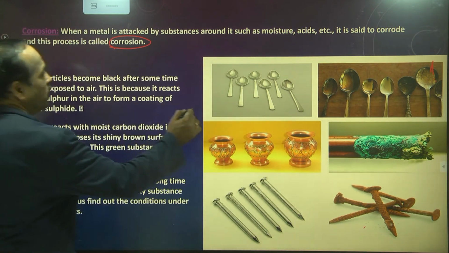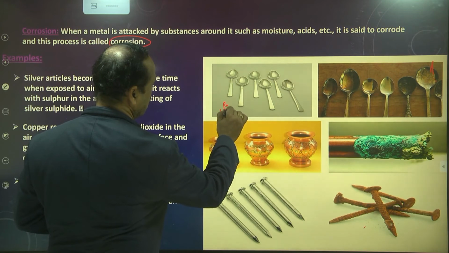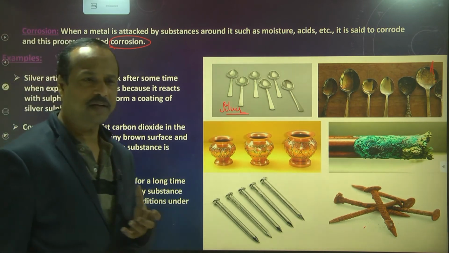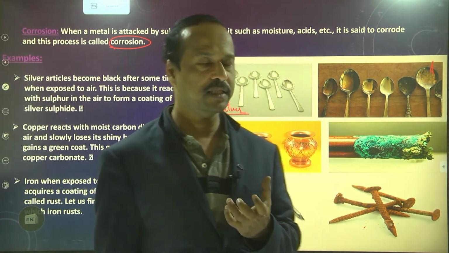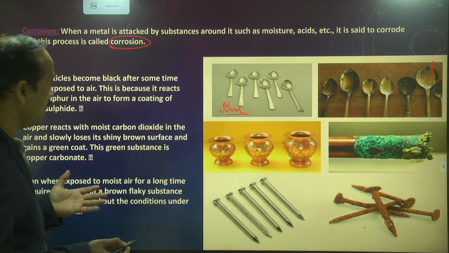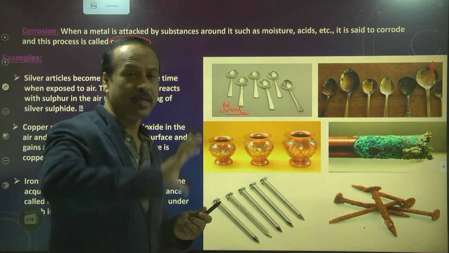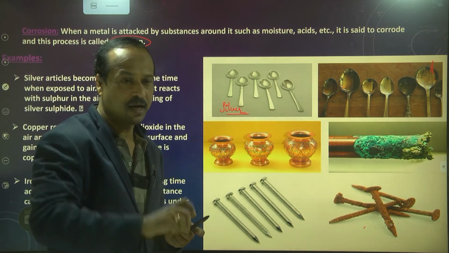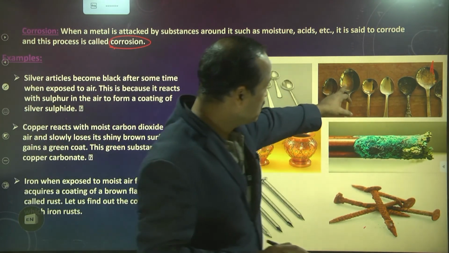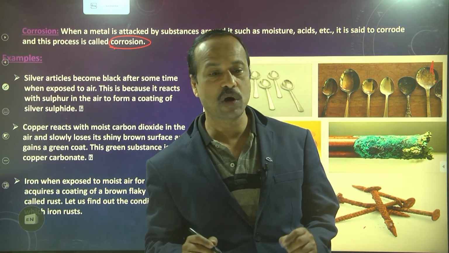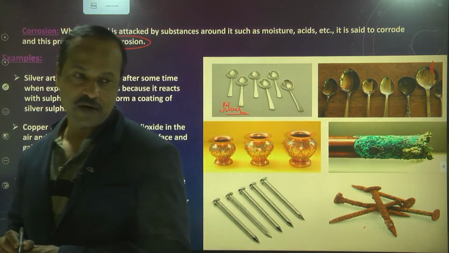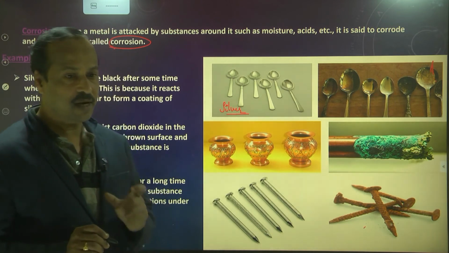Here are some examples of corrosion. First we take silver articles. These all are silver articles. Silver articles are white, shiny, look so beautiful, yes or no? But if you leave them for a long time in the moisture and air in the atmosphere, then what happens? They react with the sulfur present in the atmosphere, and a black colored substance forms on them. That is called silver sulfide. So silver is corroded by the sulfur.